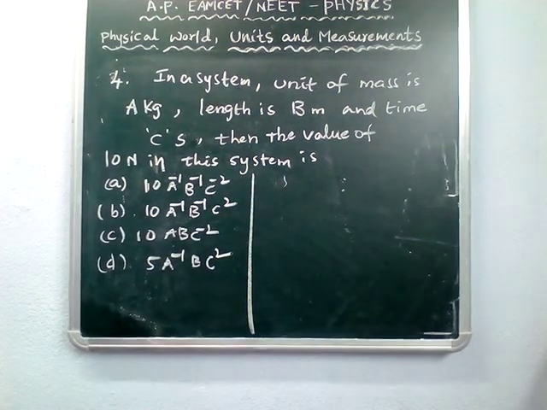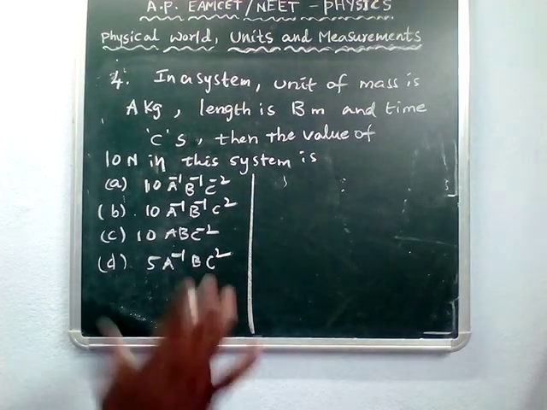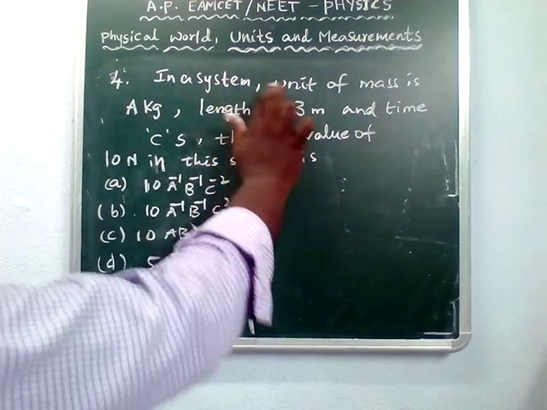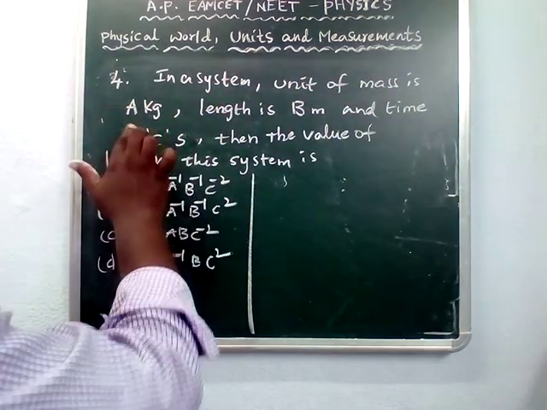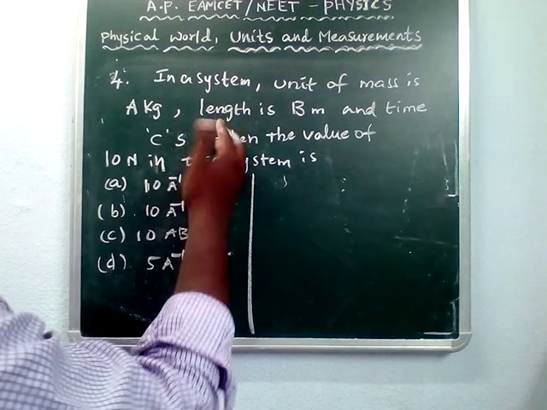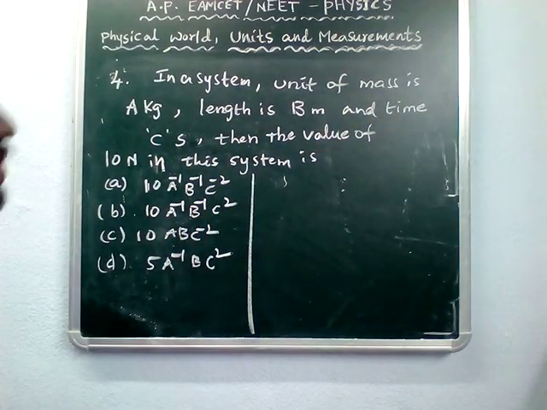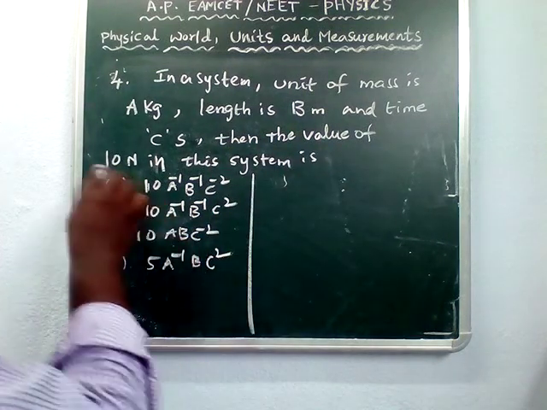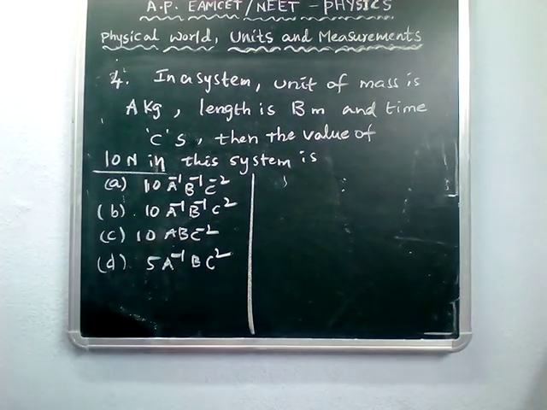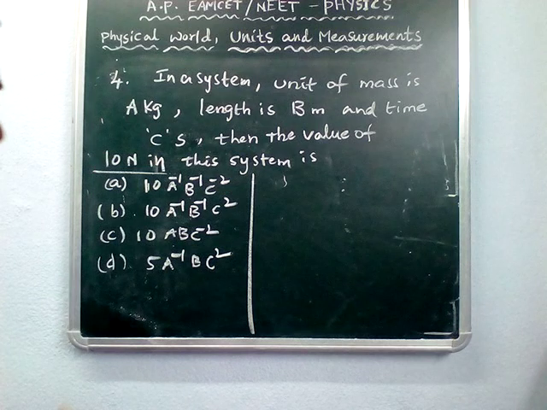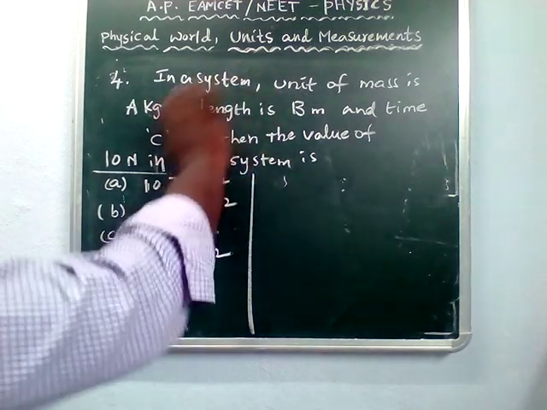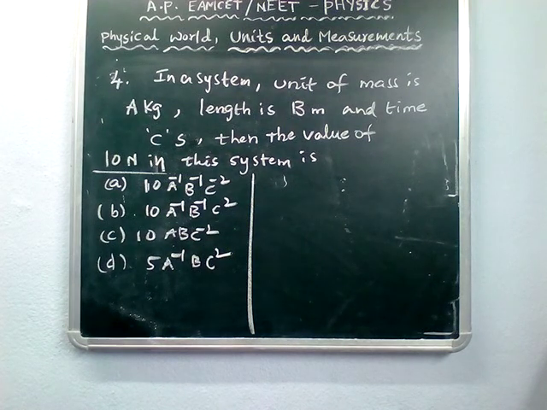So how can we determine this value? Here two systems are introduced. The first system has the unit of mass a kg, length b meter, and time c seconds. The given value is 10 Newton, that means the force is 10 Newton in the SI standard. This will be equal to the unknown system, so we compare the known system to the unknown system.